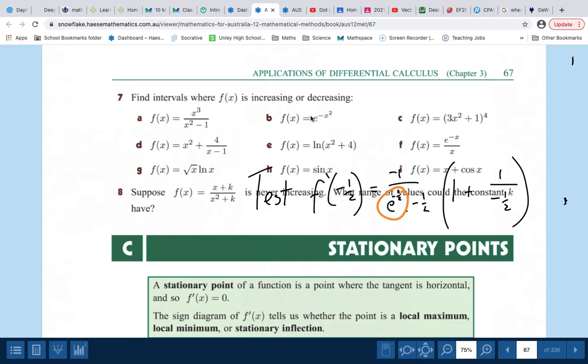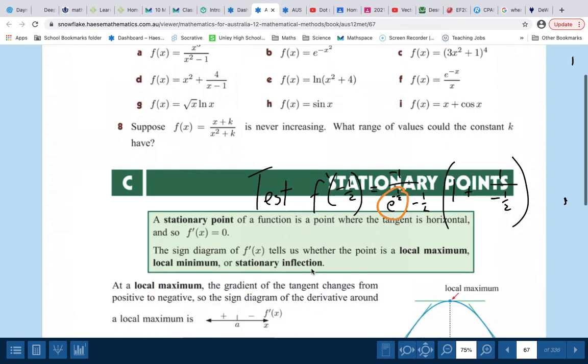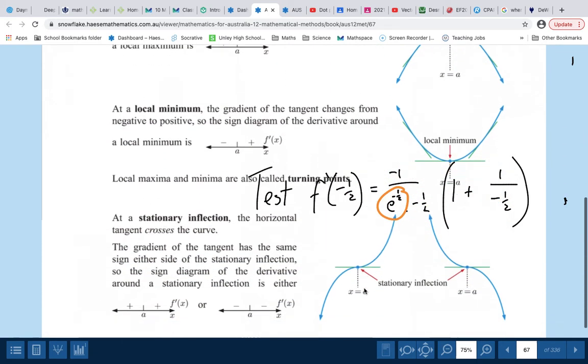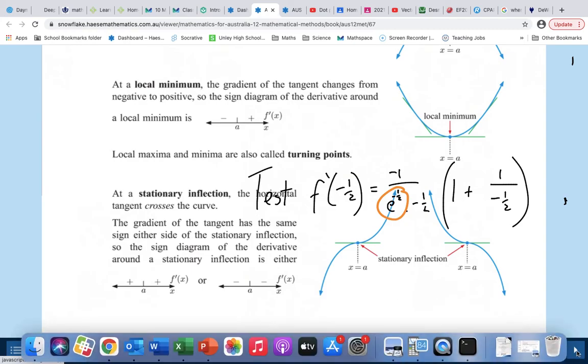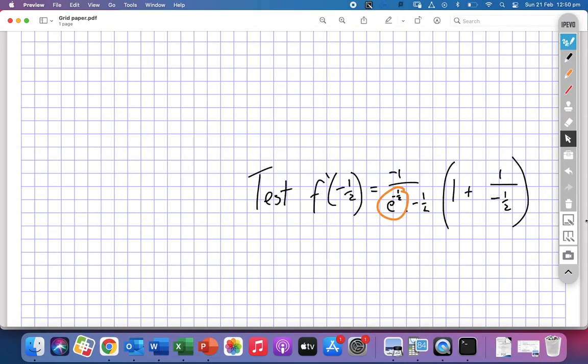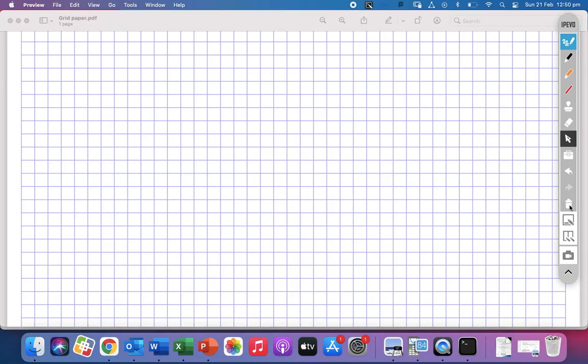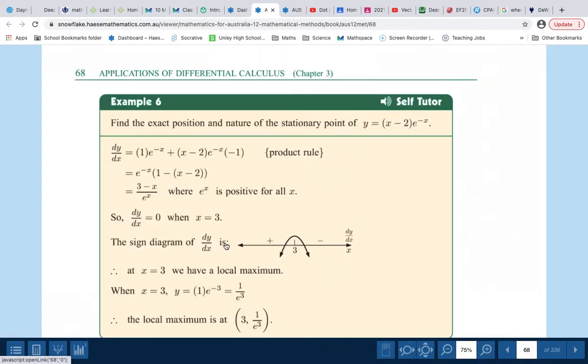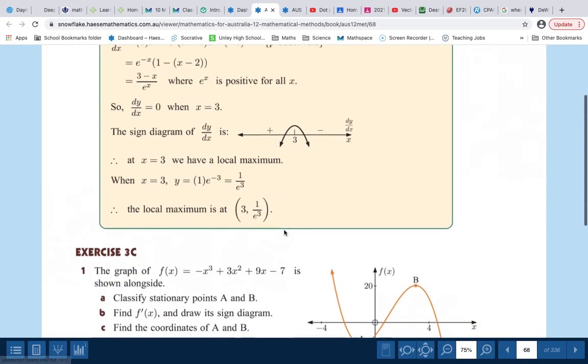You might have a question saying, classify the stationary points. You can see that's coming up here. Right, so I don't know, does the book show you? Let's have a look and see how they do it. They've got an example. Yeah, they do.